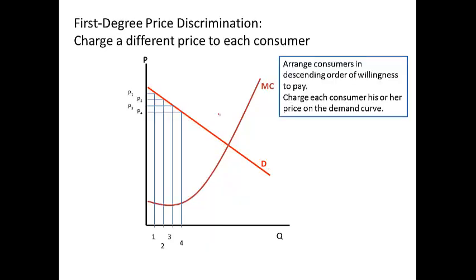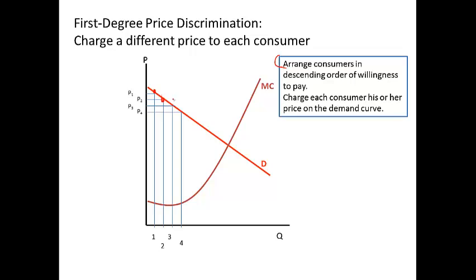Now, to talk about first-degree price discrimination, I'd like to illustrate this idea of charging a different price to each consumer and talk about the implications it has for marginal revenue. So, first of all, think about arranging consumers in descending order of willingness to pay. Now, by the way, that's what the demand curve is. The demand curve puts the highest point as the highest valuation consumer, and then the next highest valuation consumer, and so forth. So that's just the demand curve.